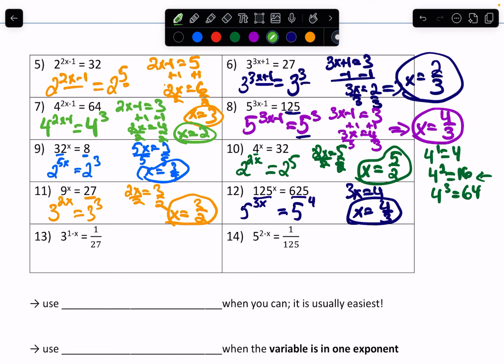Now, the next one. We've got to be careful here. So we have the base 3, and the exponent is 1 minus x. Now, 27 can be written with the base 3. So it's 1 over, so it has to be a negative exponent. And 3 to the power of 3 would be 27. So 1 minus x equals negative 3. We subtract 1, and we get negative x equals negative 4. We divide by negative 1, so x equals 4.